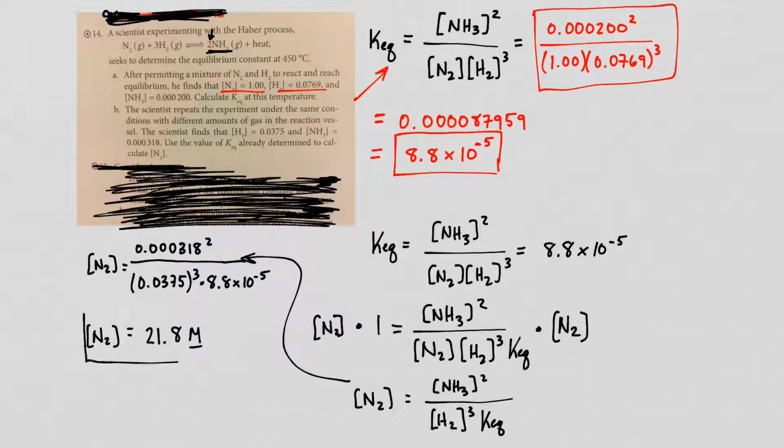Remember, all of these concentrations are in molar. The book just left them out to save space, I believe, but all these concentrations are in molar, except for KEQ, because it's just a constant. It's just a number. All right, that's it for that.